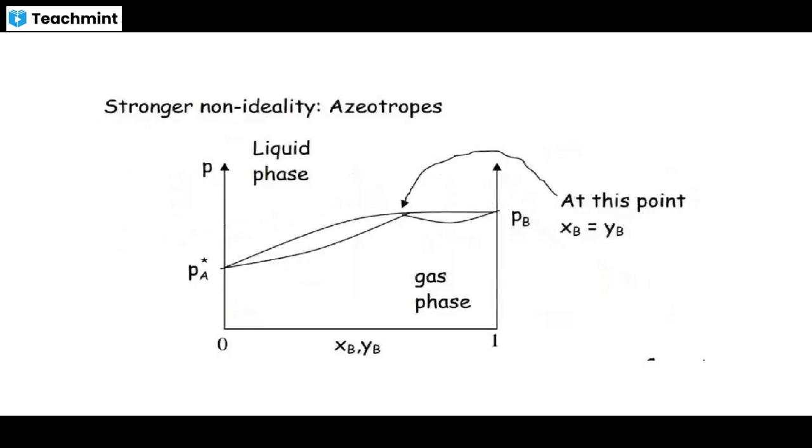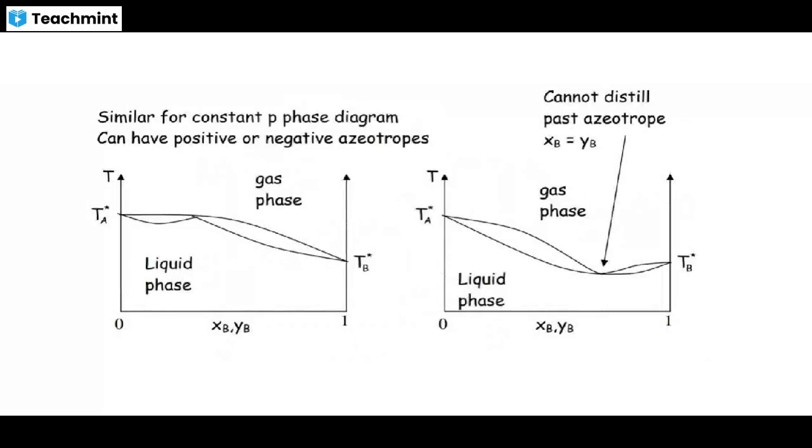So this is stronger non-ideality. When the curves meet each other, if you take this temperature, the gas phase and liquid phase are the same, and above this temperature you cannot separate them. That is the azeotropic mixture. You cannot distill it out after the azeotrope, because even if you decrease the temperature, you cannot separate the mixture.